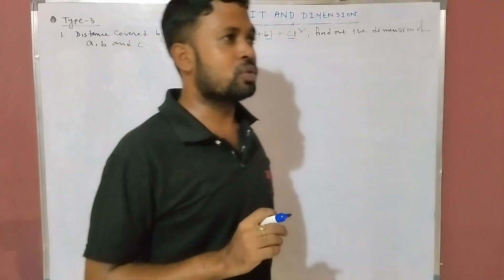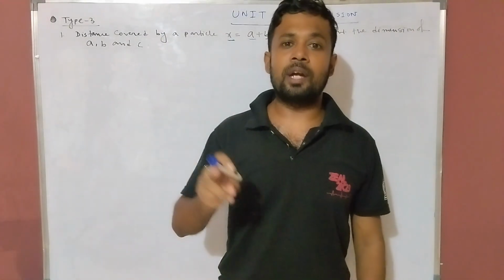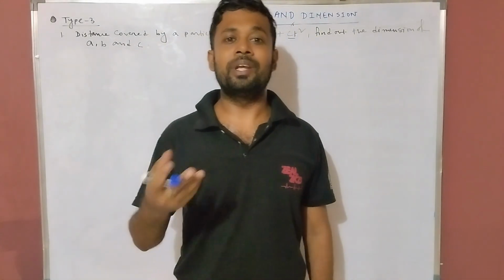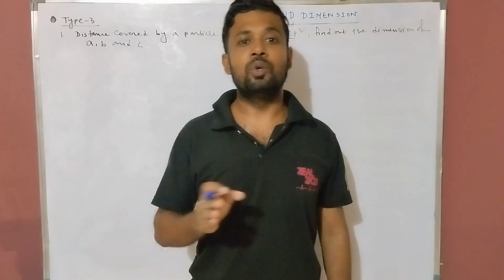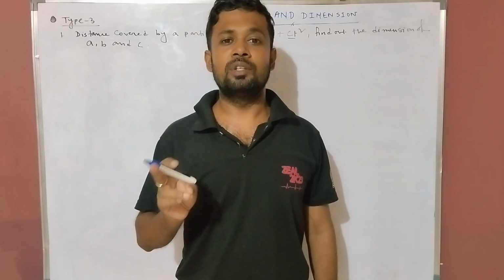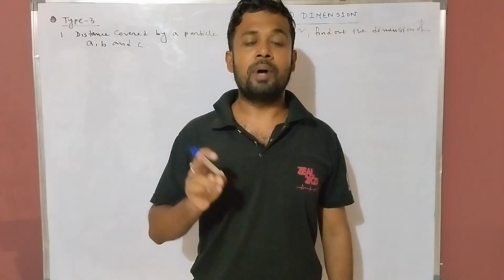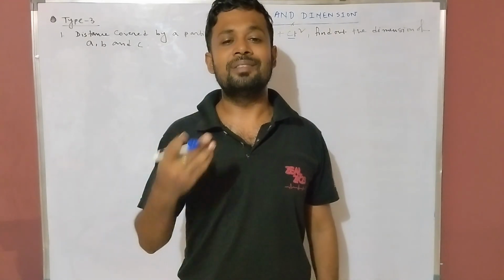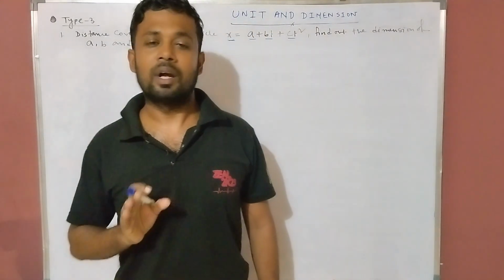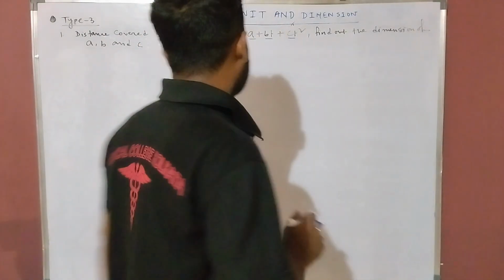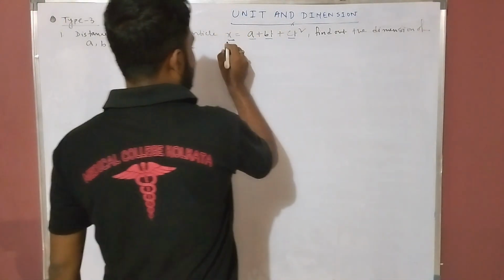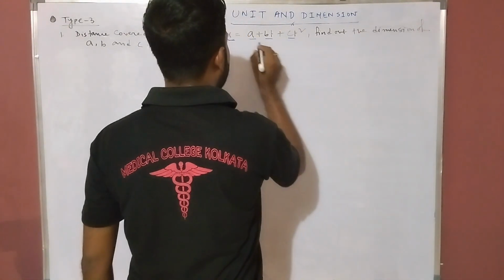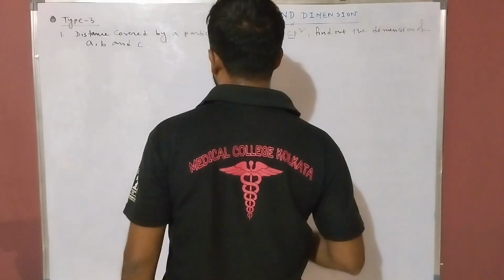Understood? Suppose if I say one cat plus one dog, how many cats, how many dogs? You can't say because these two quantities are different. But if I say one cat plus one cat, how many cats? You can easily say two cats. Understood? So if this x is distance, individually these three terms will be distance.